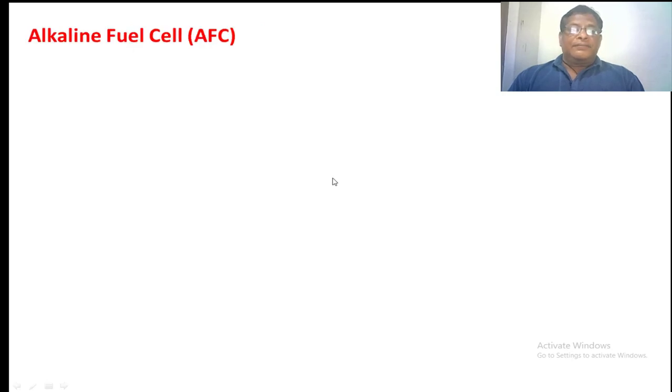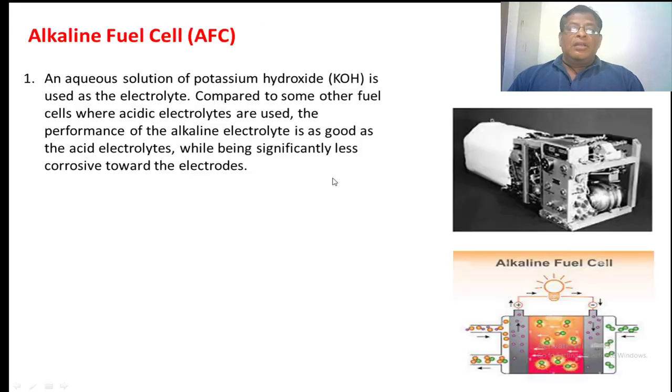Alkaline fuel cell, abbreviated as AFC. The aqueous solution of potassium hydroxide is used as an electrolyte, compared to some of the other cells where acids are used, which cause corrosion to the positive electrode as well as the negative electrode. But in the case of potassium hydroxide, there is no corrosion for both positive and negative electrodes.